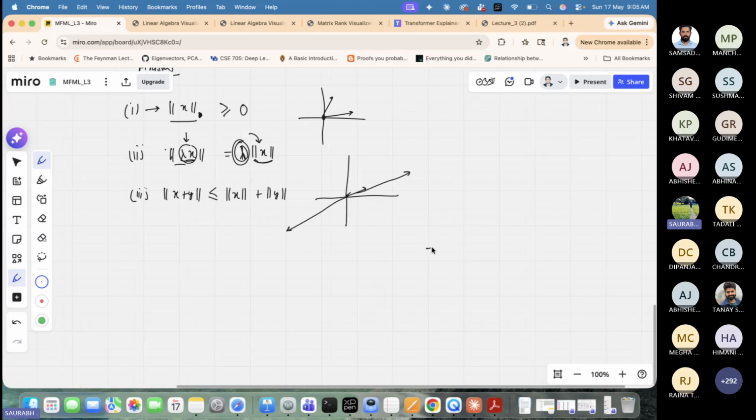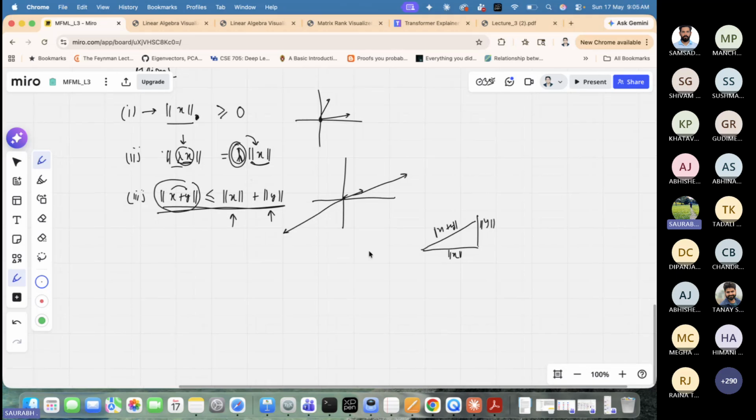So let's say, for example, you have x here and you have y here. If you add x plus y, the length of x plus y has to be less than or equal to the combined length of x individually and the length of y. And that's what you see here. So the length of x plus y is less than or equal to the individual length of x and the individual length of y. And this is a combined vector that we are talking about.